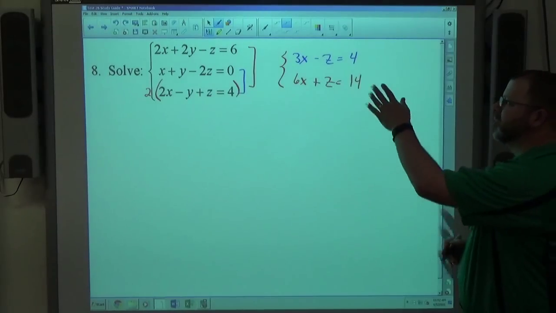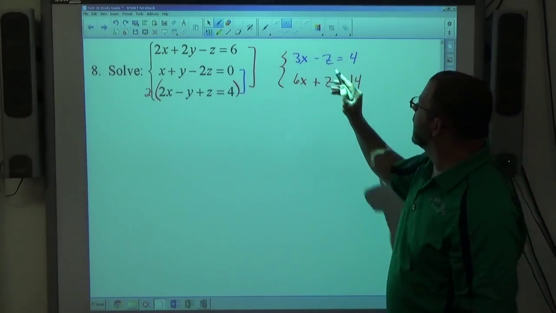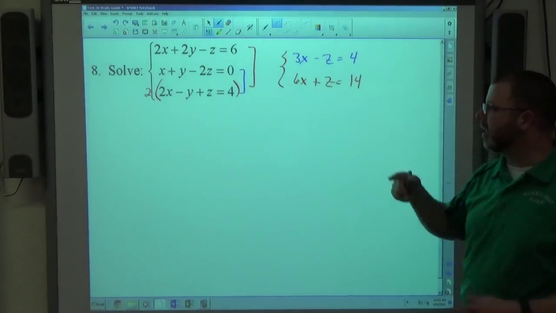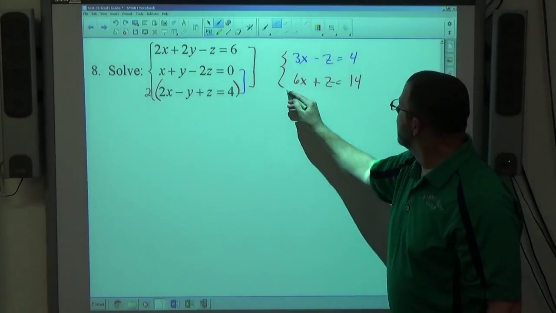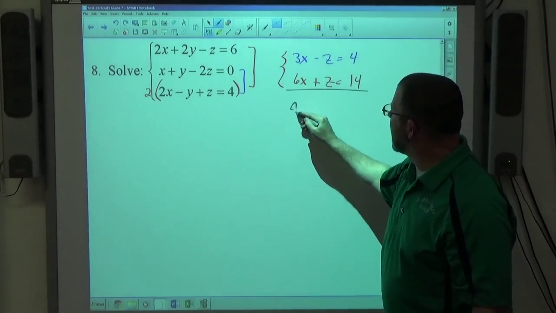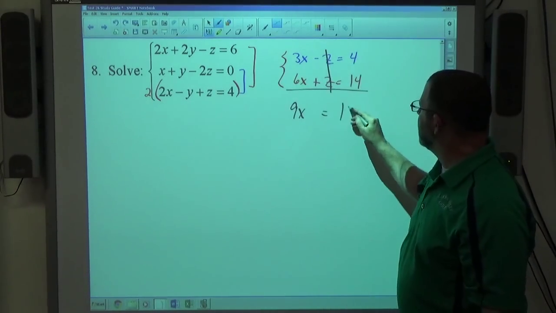At this point, my system has only x and z in it, so I'm going to use elimination or substitution with that. And I got lucky in my process that the z's are already ready to go. Great. If it wasn't like that, then again, some multiplication might be necessary. Negative z plus z is going to cancel. So 3x plus 6x is 9x. Negative and positive z cancels. 14 and 4 make 18.